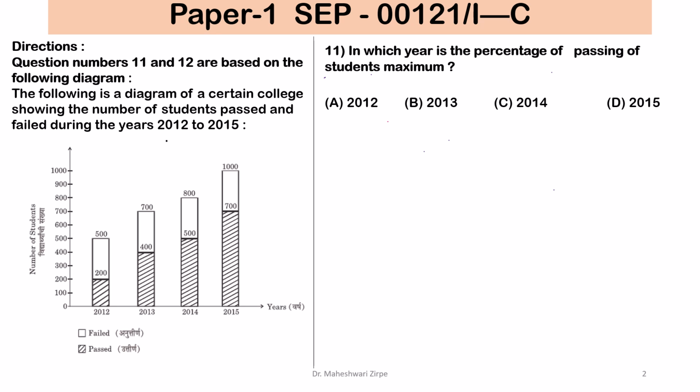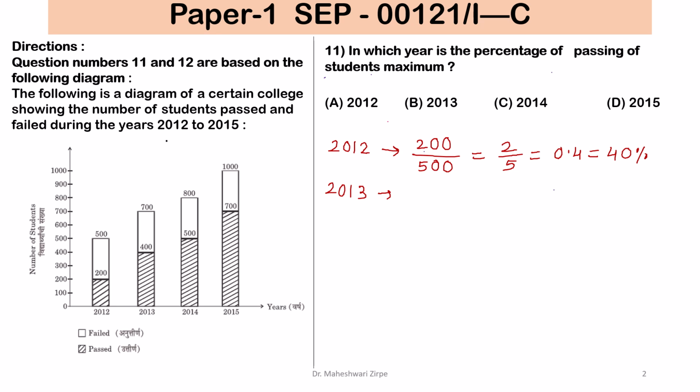Let us begin with the first year, that is 2012. In 2012, how many students have passed? Passed students are 200 and total are 500. So we will just write it 2 upon 5 because zeros will cut down. If you divide 2 upon 5, it comes out to be 0.4, that is nothing but in percentage 40%. Similarly, let us do for 2013.